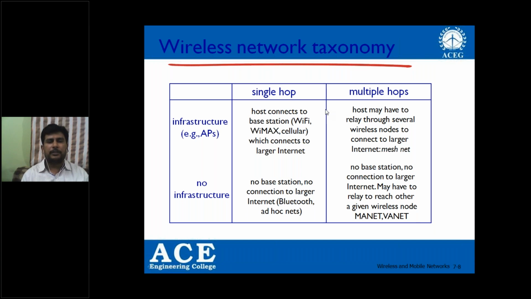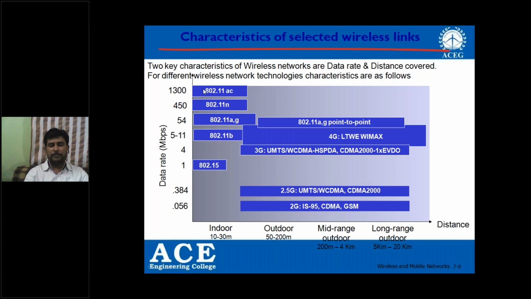So this is how we classify wireless networks into single hop infrastructure networks, multiple hop infrastructure networks, single hop ad hoc networks, and multiple hop ad hoc networks. Ad hoc networks are also referred to as no infrastructure networks. Once we have understood the elements, now let's move to the next topic, characteristics of selected wireless links.